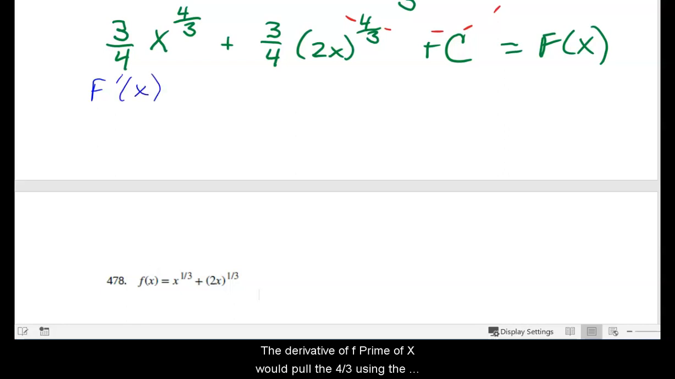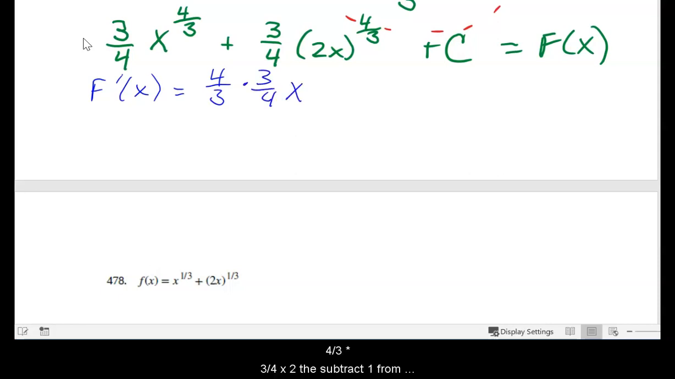The derivative of F of x would pull the 4/3 using the power rule for derivatives to the front, which would give me 4/3 times 3/4 x to the, subtract 1 from 4/3, means subtract 3/3. For the second term, I would also apply the power rule, but because the inside is 2x, a composed function, I'll also need the chain rule. The chain rule presence is what is going to mess up our antiderivative function.